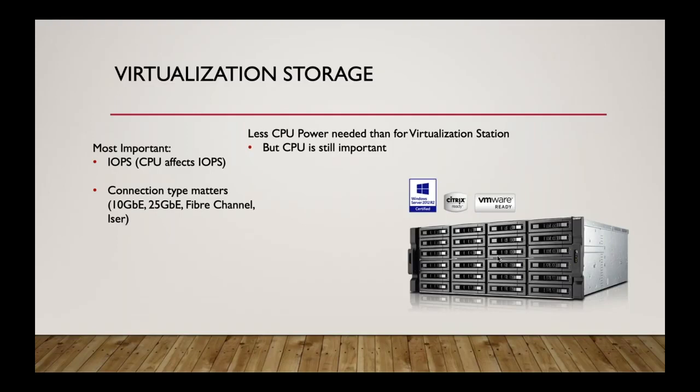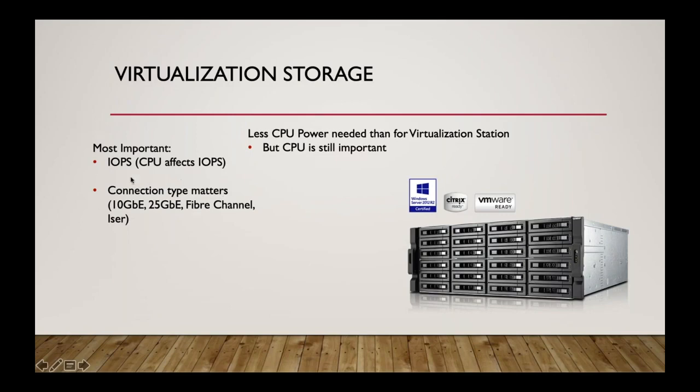And the reason why CPU still matters is because CPU will still affect your IOPS. When you have a more powerful CPU, you will have more IOPS and you will have more throughput. So when you are configuring for virtualization storage, you're configuring for maximum IOPS. That's typically the number. Capacity can be important, and IOPS. And when it comes to performance, you're configuring for maximum IOPS in most cases.